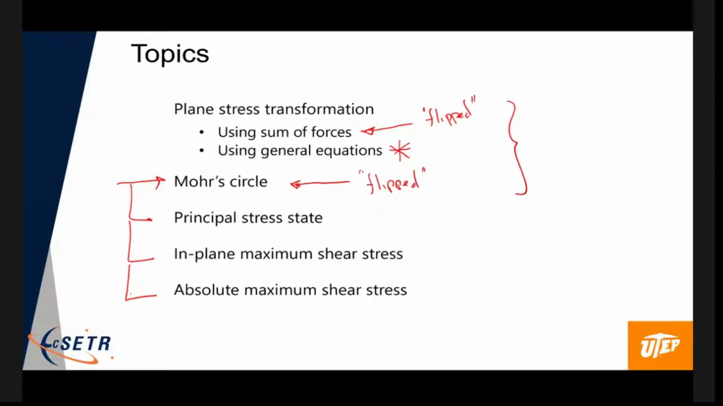Chapter 10, we're going to do the same stuff, but it's going to be with regard to strain, so it's almost the same, all right?